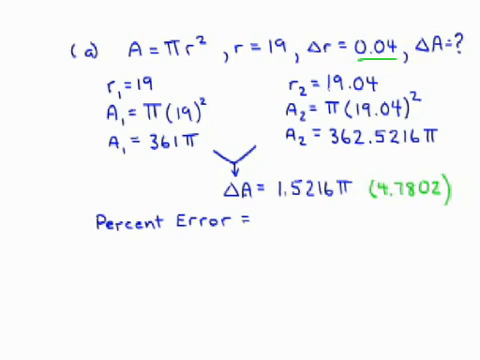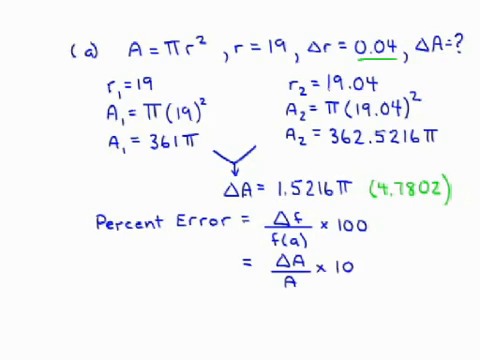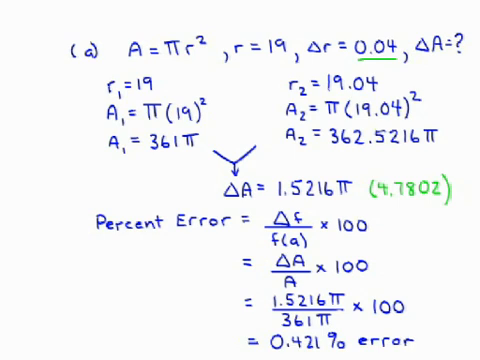Well, percent error. If you take a look in your textbook, you will find that relative error and percent error are clearly defined with specific formulas, and they state that our percent error is our change in f divided by our f of a, which is then all multiplied by 100. So converting that into a notation that makes sense for this particular question, it is going to be our change in A divided by A times 100. So our change in A was 1.5216 pi. We're dividing that by our area, which should be 361 pi, and then we multiply that by 100, and what we find is that we get 0.421%.